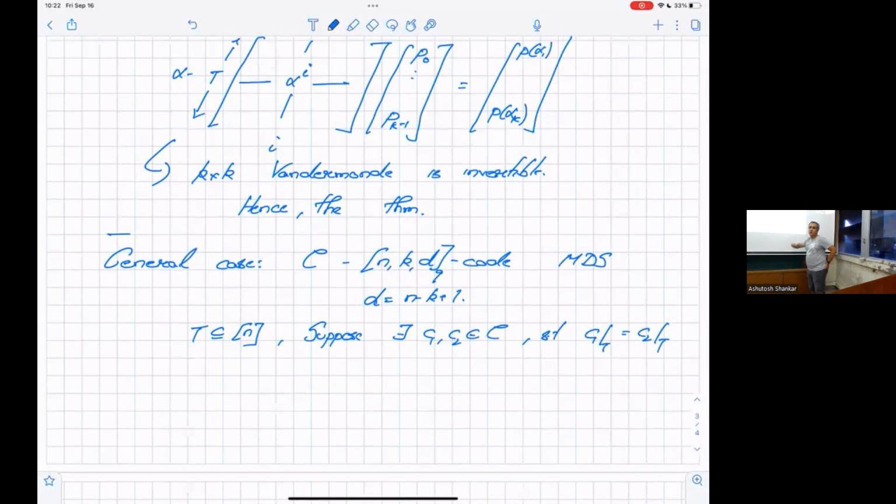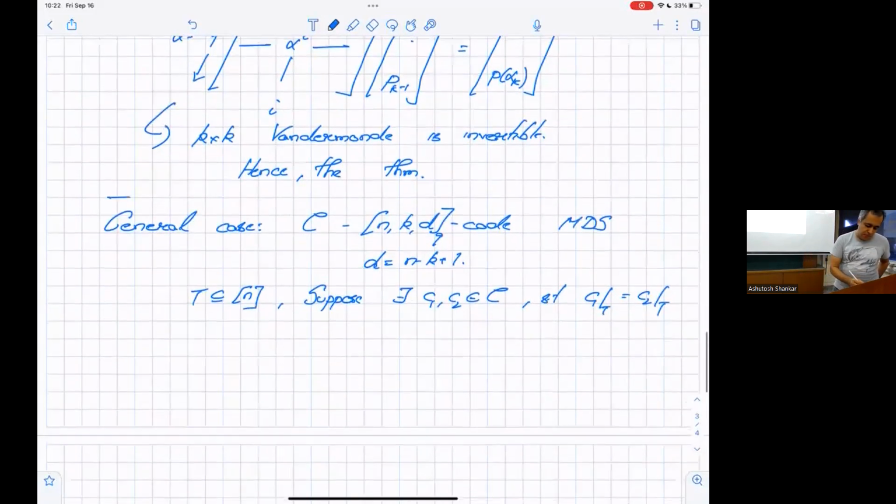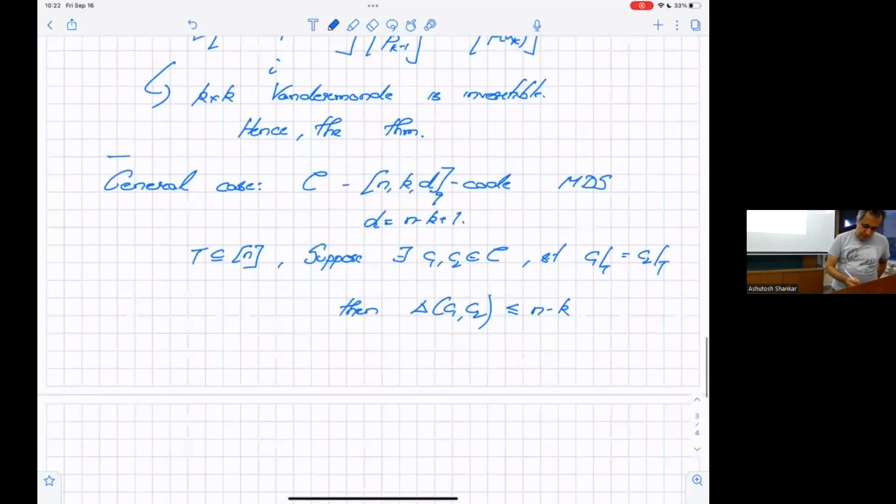Now, what's the distance between c1 and c2? At most n minus k. All the distance should come from the remaining coordinates, and the remaining coordinates number n minus k. So you have two code words, but the distance is at most n minus k. But that contradicts the Singleton bound. It's MDS, so the distance has to be n minus k plus 1. Therefore, this cannot happen. Hence, any two distinct code words, if you just look at the restriction to k locations, are actually very different.